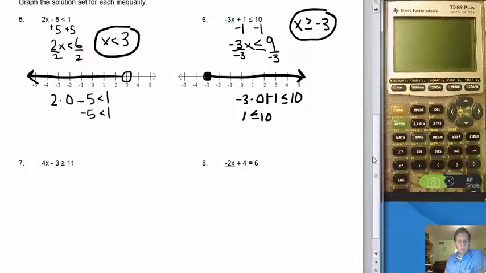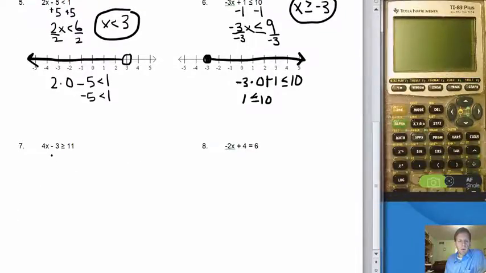On problem 7, same kind of idea. What we're going to do is add 3 to both sides. And we're going to get 4x is greater than or equal to 14. To solve this, we're going to divide both sides by 4. 4's cancel. You get x is greater than or equal to 14 fourths. That's also equivalent to the statement x is greater than or equal to 7 halves, or 3.5.